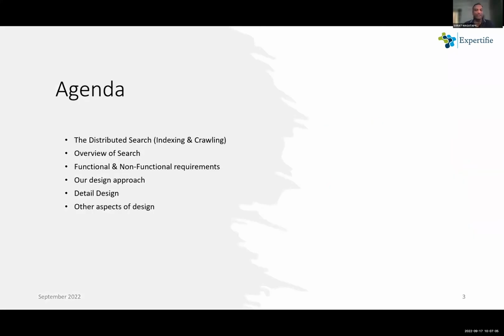So what is today's agenda? We'll discuss distributed search, and how to implement a distributed search. In the interest of time, we'll focus more on the crawling and indexing aspects. We'll also talk about the overall search: what exactly we need to do, what products are available in the market, and the functional and non-functional aspects and our design approach. That's the agenda for today's call. Stop me if you have any questions, I'm happy to answer.